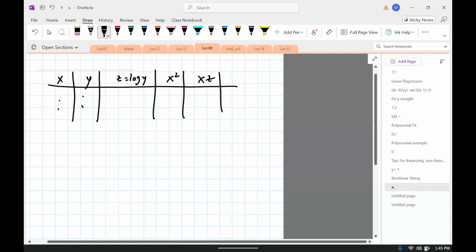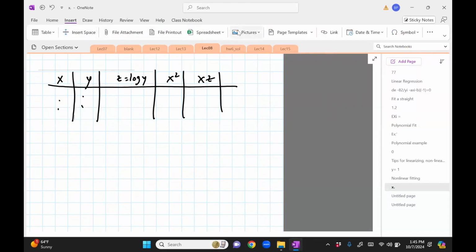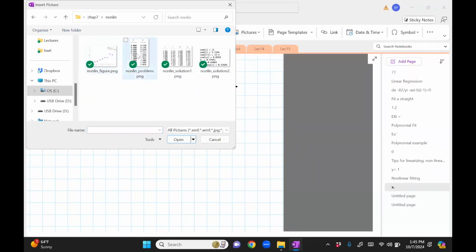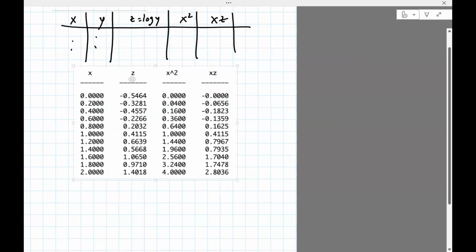Okay, so what I did was, just to save some time, I'm running out of time, I did this in Octave, but in the exam you need to do it by hand. This is what I got. I actually don't need y, so I really didn't write it down, but x, z is log of y, x square, x z.